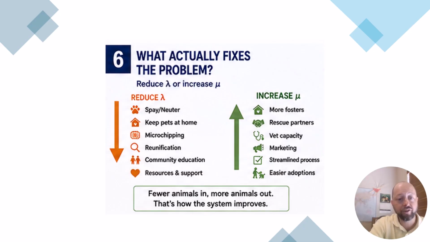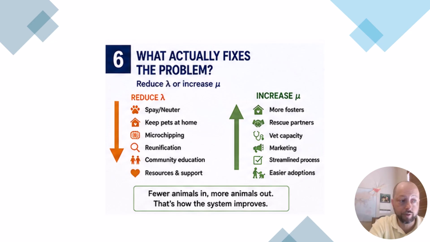So what actually fixes our problem? Again, it's not just building space, it's reducing the number of animals coming into the system. That's trap, spay, trap, neuter, release programs that reduce the rate that our feral animal population is increasing. It's programs that help people keep their pets and not have to surrender them. It's things like microchipping and reunification programs that increase our rate of people getting their pets back when they get lost. And then it's education, making sure people understand the importance of spaying and neutering pets.